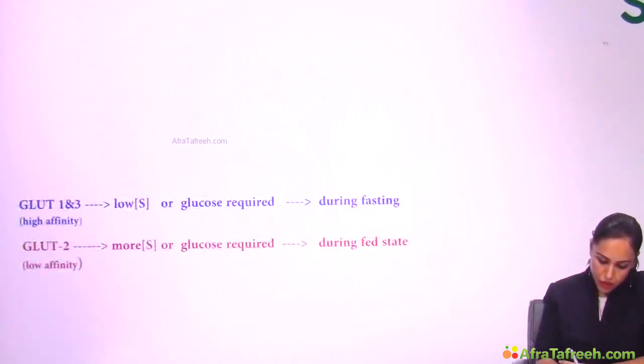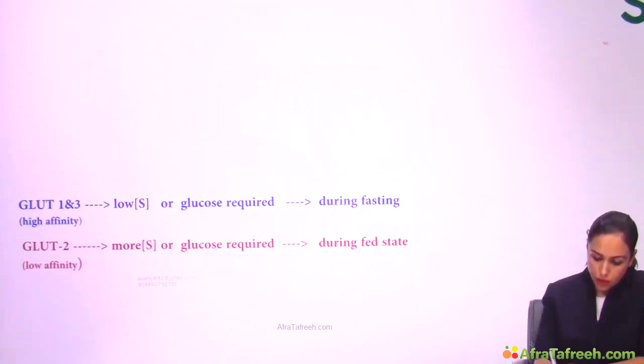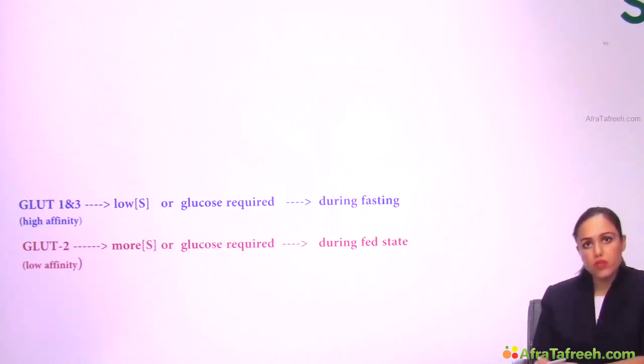So you can take these notes in a flowchart form like this. GLUT1 and 3, they have high affinity. High affinity means low substrate concentration or low glucose is required for them, and low glucose is present during fasting. So we can say GLUT1 and 3 are active during fasting. And similarly, for GLUT2 also we can write like this. GLUT2 has low affinity. Low affinity means more substrate or more glucose is required for GLUT2, which is present during fed state. So we can say GLUT2 is active during fed state.